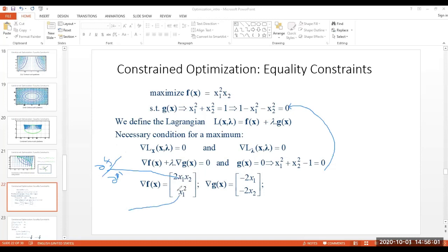What should be the expression for this one? Second one? Del f over del x2. Yeah, di f over del x2 or di f over di x2. Good. So this is di f over di x2. Excellent. So this is how we are going to calculate this.